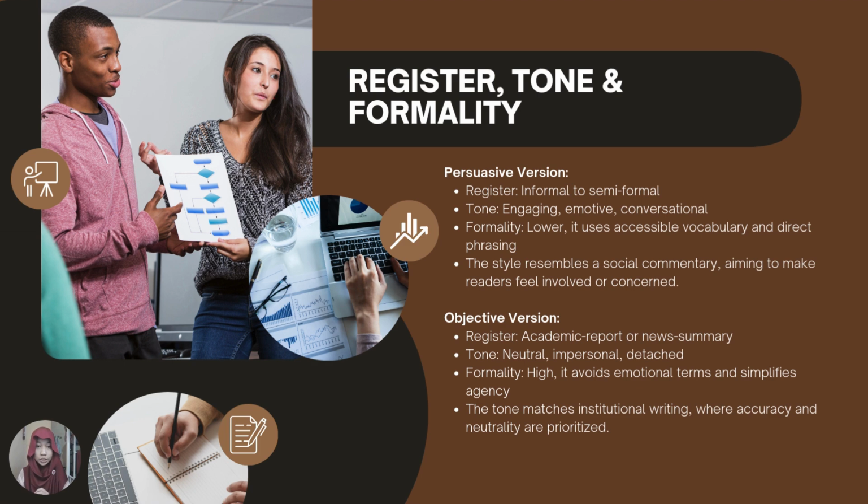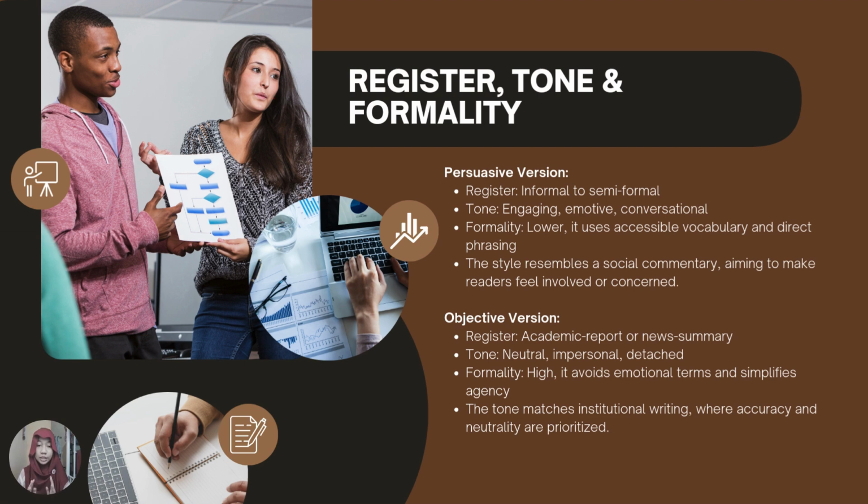Now, the register, tone, and formality. In the persuasive text, the register is informal to semi-formal. The tone is engaging, emotive, and conversational. The formality is lower. It uses accessible vocabulary and direct phrasing. The style resembles a social commentary, aiming to make readers feel involved or concerned.